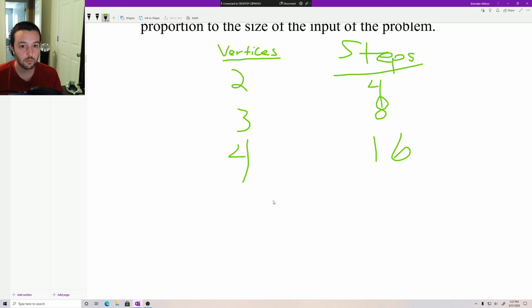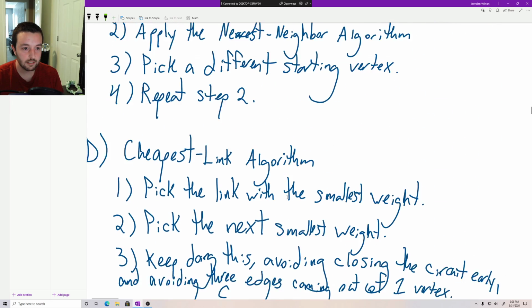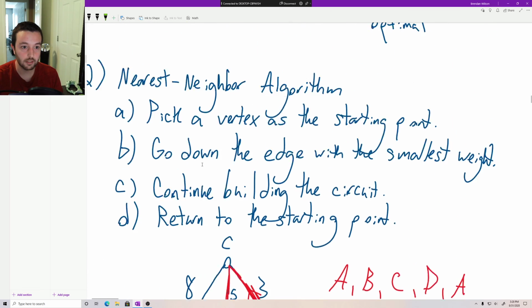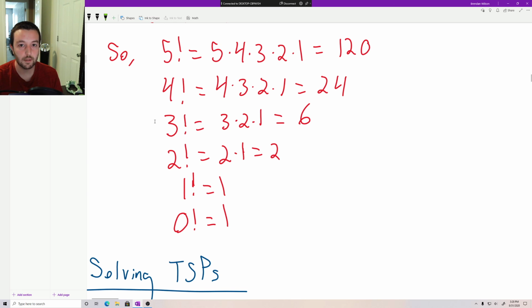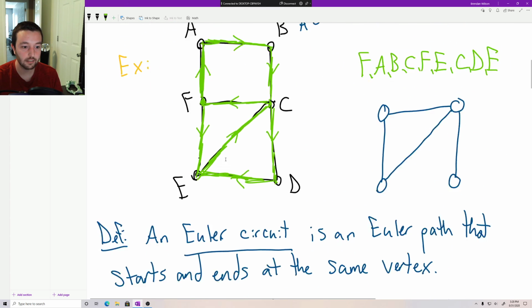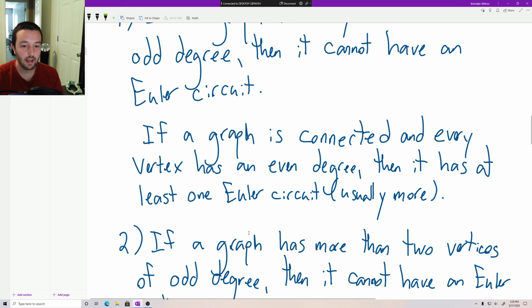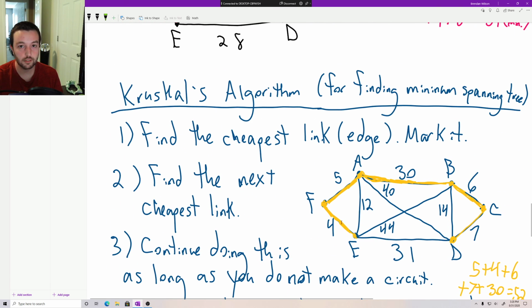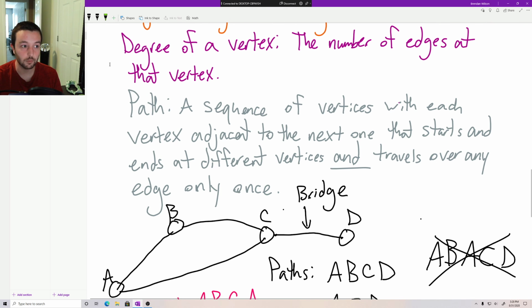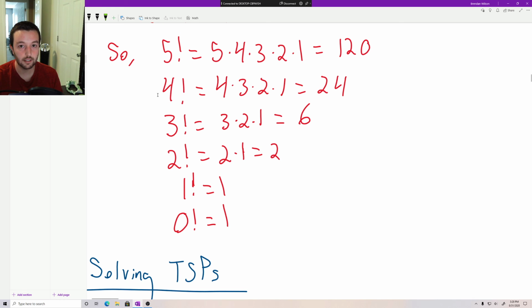You'll have plenty of homework problems to work on, and just make sure you know how to find the Hamiltonian paths, like how to do the cheapest link, nearest neighbor, and brute force algorithms for a small number of vertices at least. What a Hamilton path is, what an Euler path is, how to find the Euler paths, how we know if we have the Euler circuits or paths, how to do these algorithms back from 6.2, Kruskal's algorithm for finding the minimum spanning tree, and then just all the basic definitions from chapter 1. Okay. If you have any questions on it, let me know.